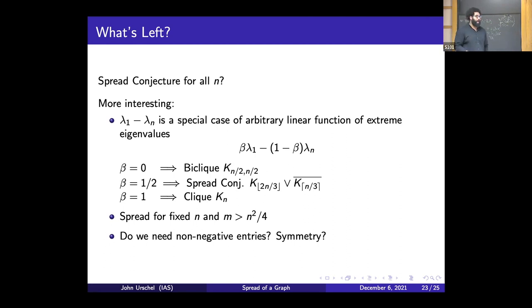Another question is looking at what maximizes spread for a fixed order and a fixed size, where size breaks this sort of bipartite threshold. The last question is, for what we've done here, do we really need this condition of non-negative entries? Do similar techniques apply to a broader class? And what can you say when you lose symmetry? Does losing symmetry give you more? Or can you show that when you're looking at non-symmetric matrices, maximizing this is achieved by a symmetric matrix? And I can say, when you lose symmetry, almost all the techniques you see here more or less go out the window.